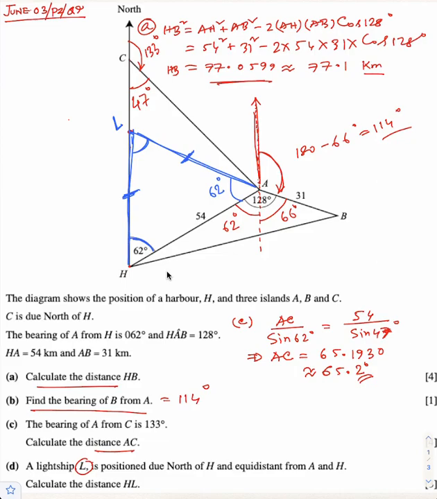So, okay, HL by the sine formula, HL by sine 62, and so if this is 62, let's find out this angle. This angle should be 180 minus 62 into 2, which is 56.